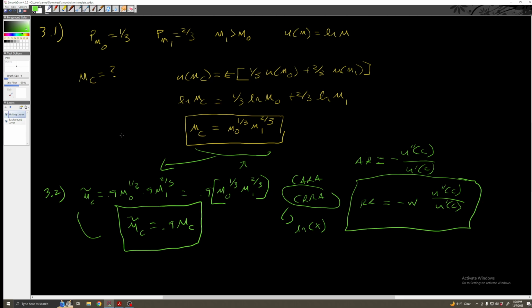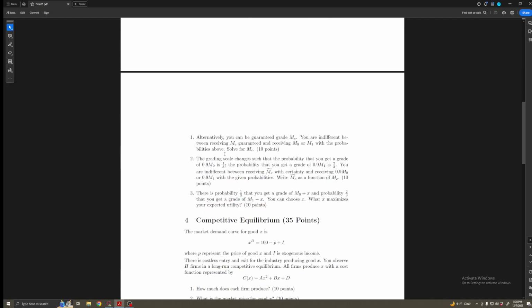So yeah, we can move on to the next question. I'm going to go ahead and clear this, and let's look at the next question. There's a probability of 1/3 that you get a grade of m sub 0 plus x. So we have the same probabilities, but all of a sudden we have this parameter x that gets added to m sub 0 and subtracted from m sub 1, and you can choose x, right? You get to pick this thing that reduces the variance, the dispersion, of the random variable. So what x maximizes your expected utility?